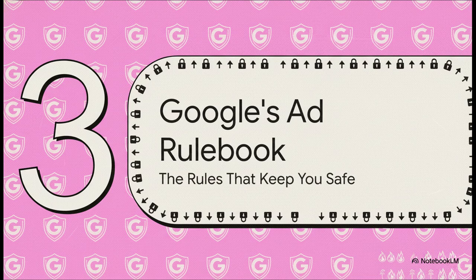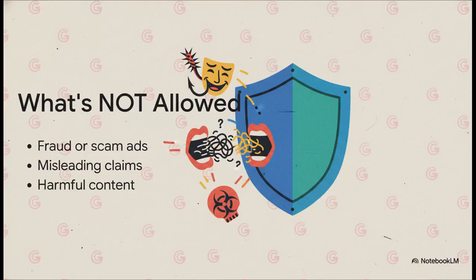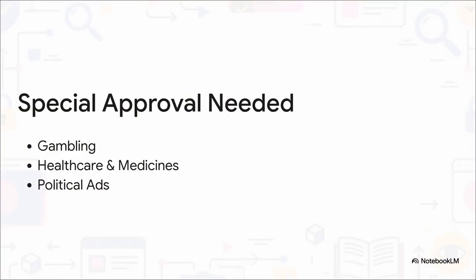Google also has this super strict rulebook to block harmful or sketchy ads before they even get near you. And this means whole categories of ads are just completely off limits, period. We're talking about the nasty stuff. Anything designed to scam you, make claims that are just plain false, or promote harmful content, it all gets filtered out from the jump. And then for some industries, the really sensitive ones, the rules get even tougher.